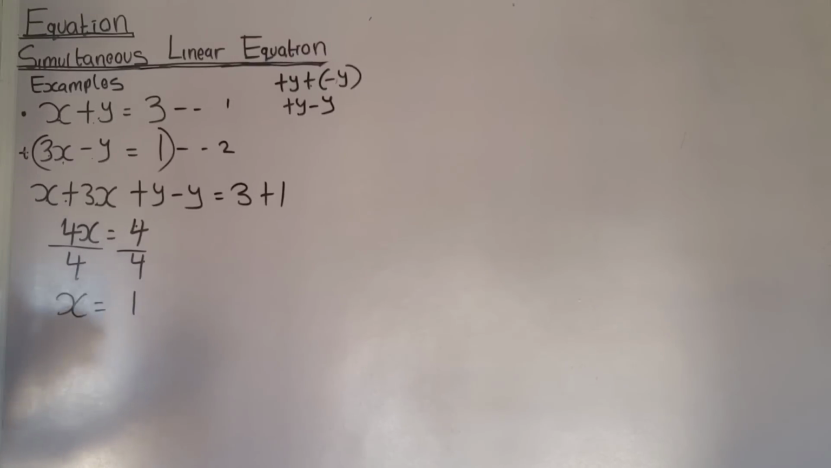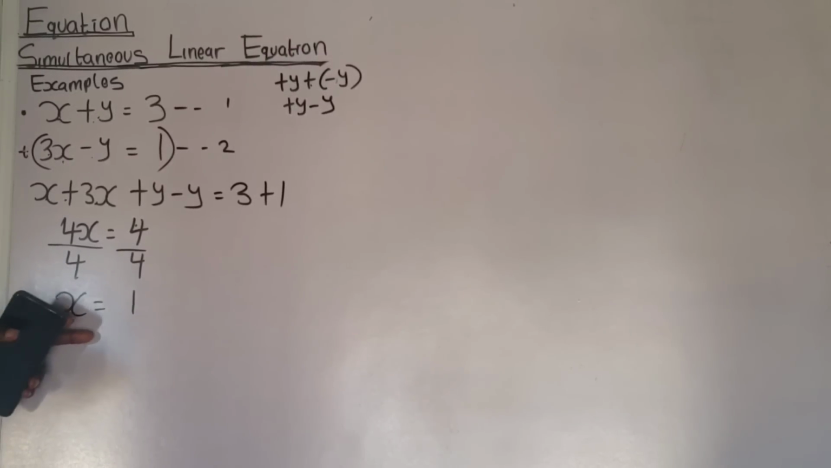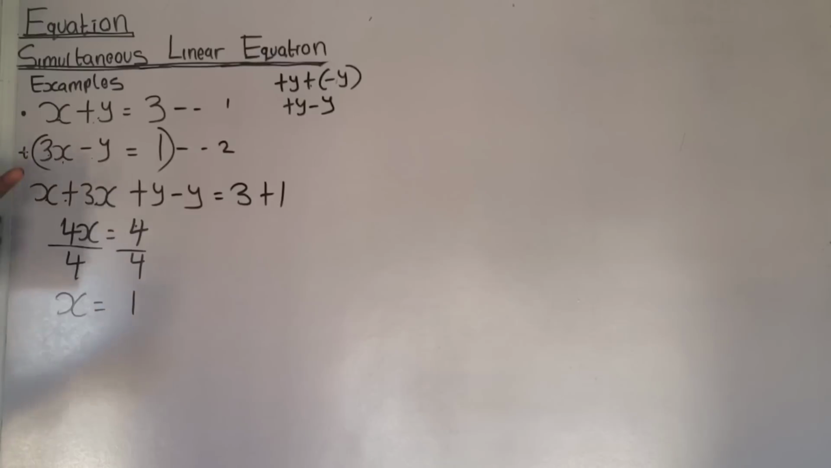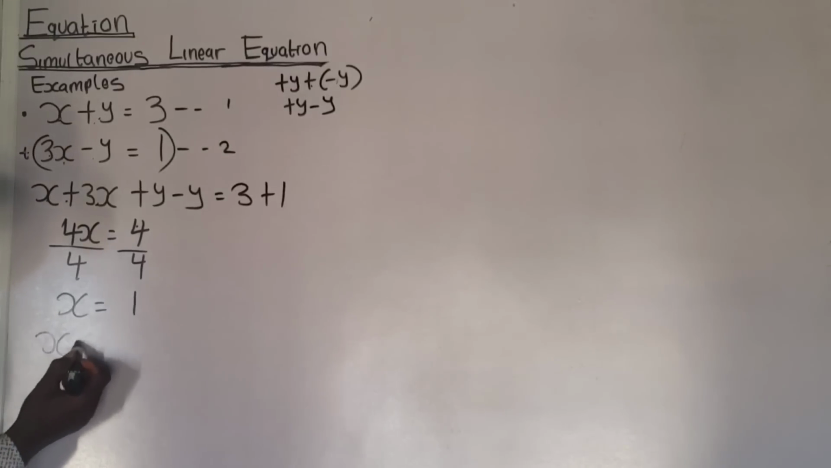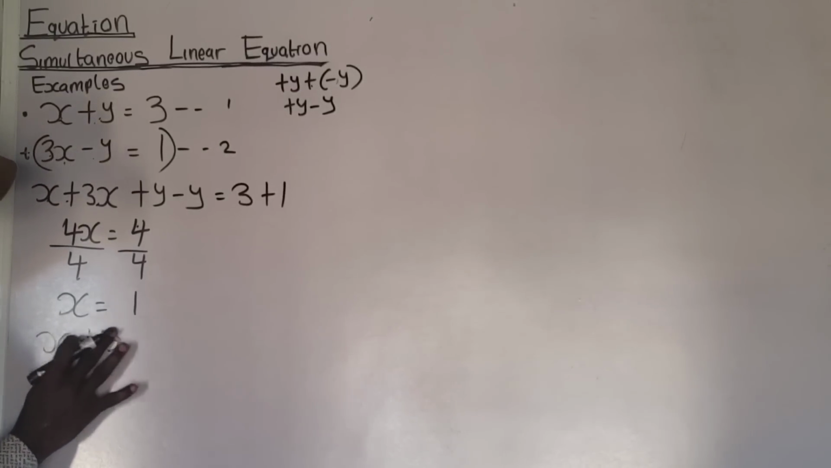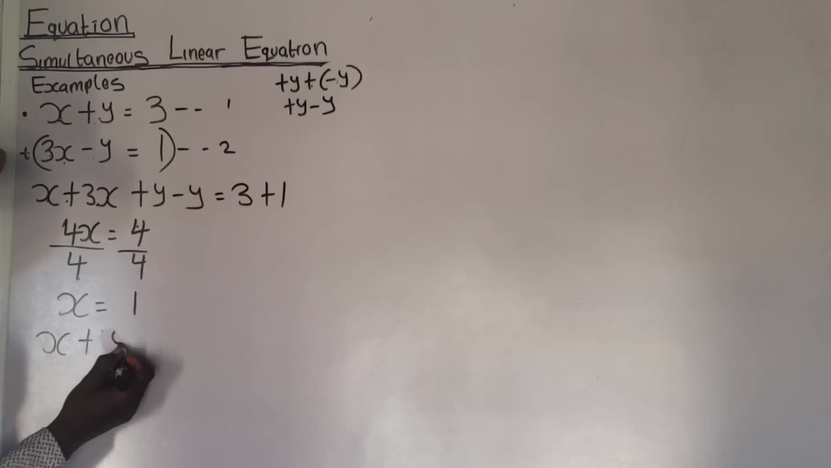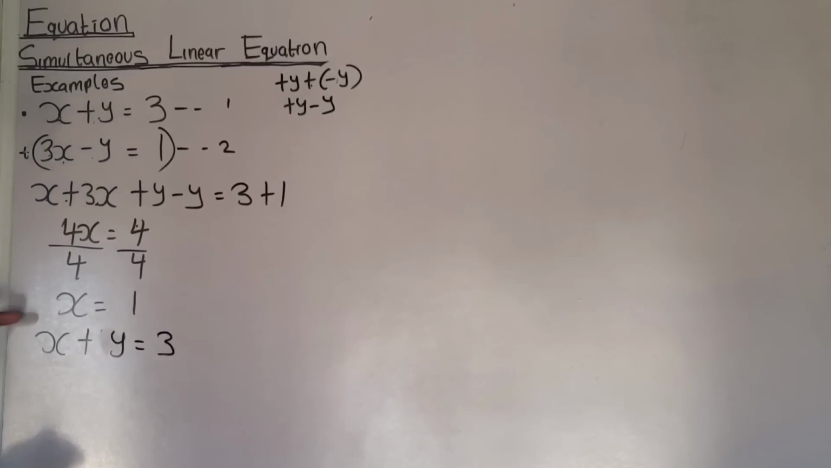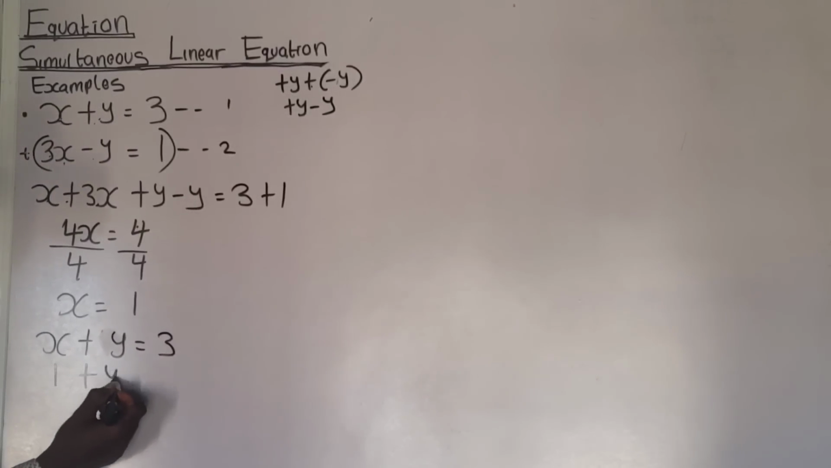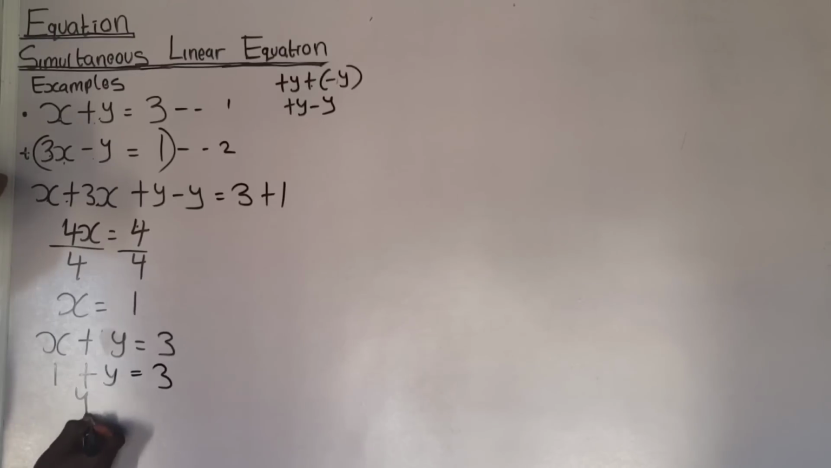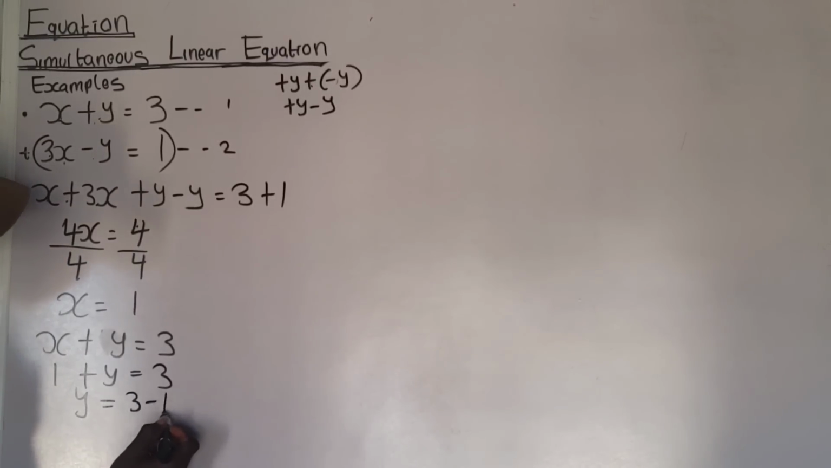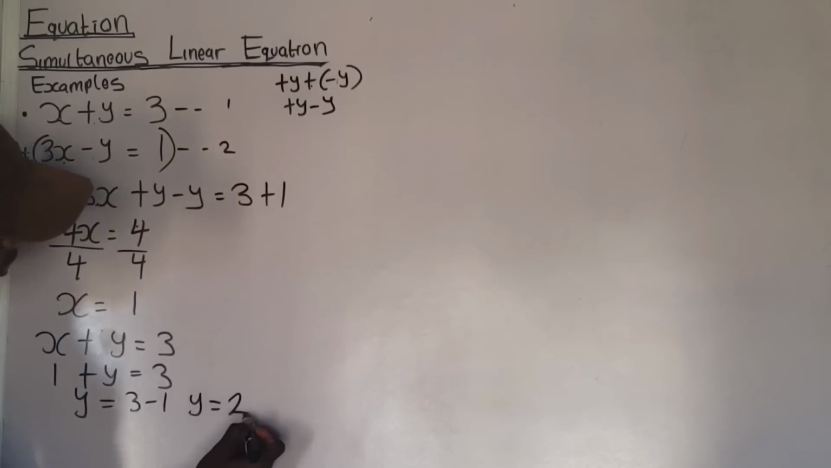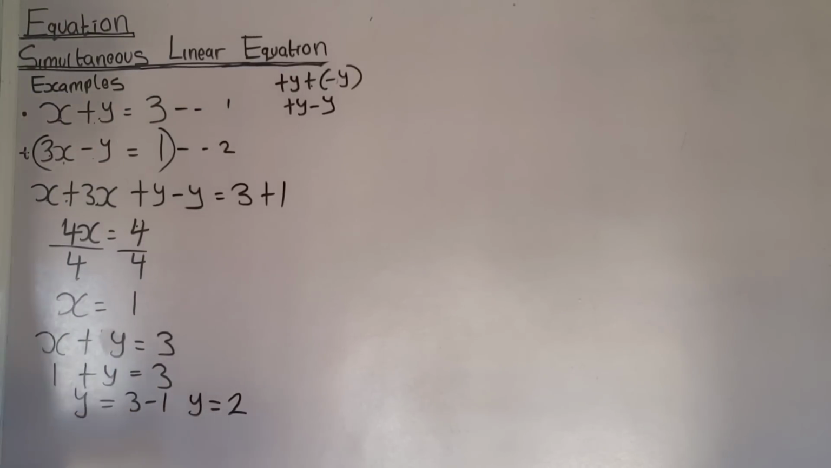Now, having gotten the value of x as 1, we can easily get the value of y. You understand? All I need to do is to substitute the value of x as 1 into any of the equations. Now, let us use equation 1. Since x plus y, which is equation 1, is equals to 3. Now, x is 1, so I'm going to have 1 plus y is equals to 3. y will be equals to 3 minus 1. y is equals to 2. Do you understand? So the value of x and y is 1 and 2 respectively.